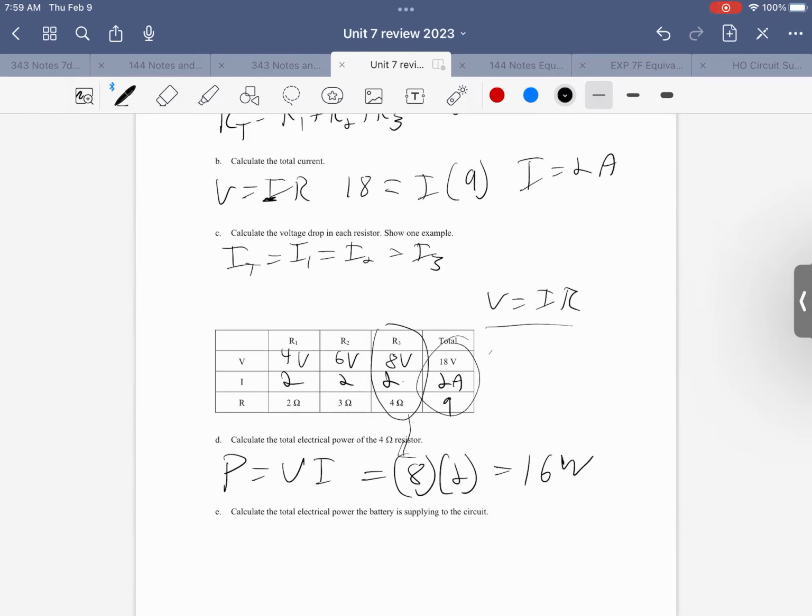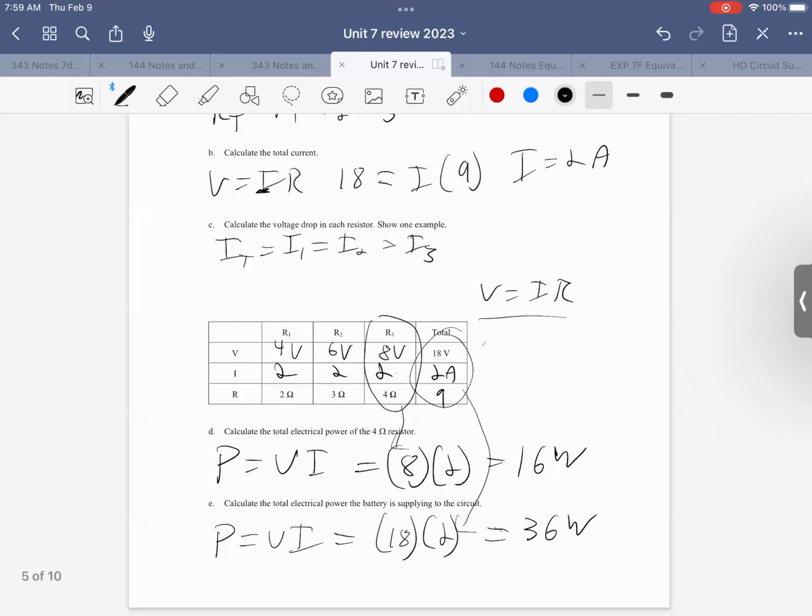All right. Total electrical power for the battery. Well, then we'll just grab the battery right there. And it's the same equation. Power equals voltage times current. So this is going to be 18 volts, still 2 amps flowing out. And that gives me 36 watts of power.